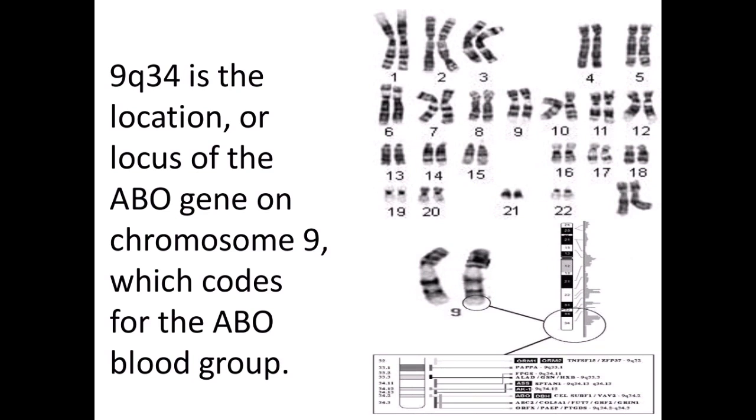See the karyotype of human chromosomes. All the 23 pairs of human chromosomes are shown in this picture. 9q34 is the location or locus of the ABO gene on chromosome number 9, which codes for the ABO blood group.